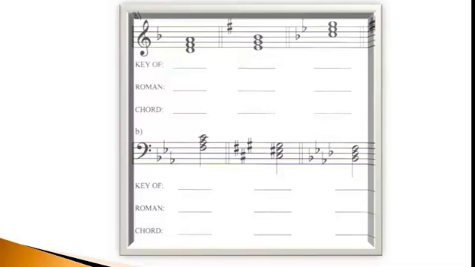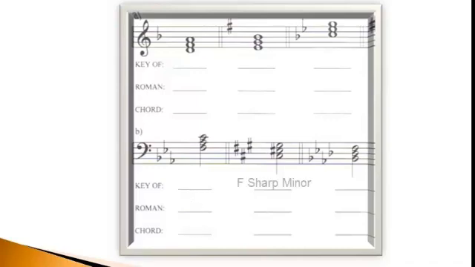The third one is the key of G minor. The Roman numeral would be a lowercase 4 because it's a minor chord. And the chord name would be C minor. In the bass clef, the first one is in the key of C minor, and it's an F minor chord. So the Roman numeral would be a lowercase 4, and the chord would be an F minor chord.